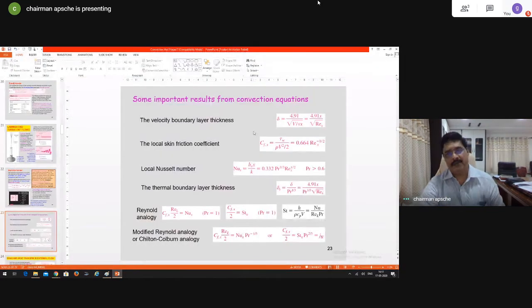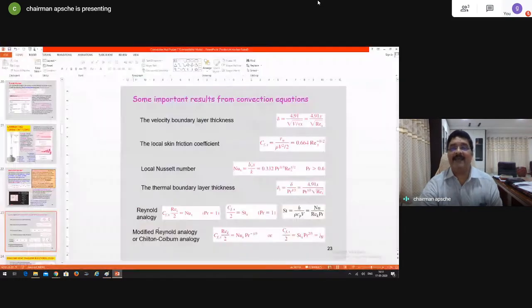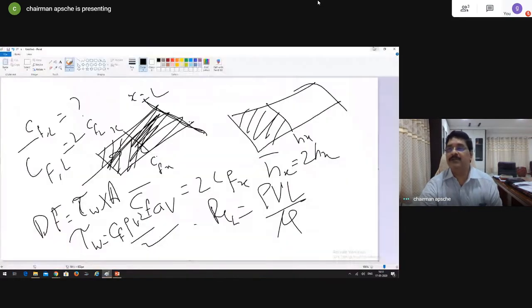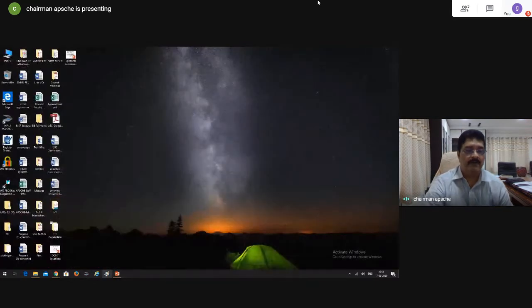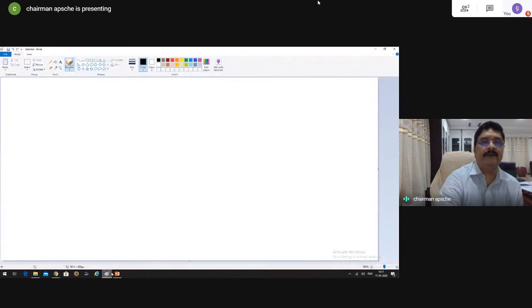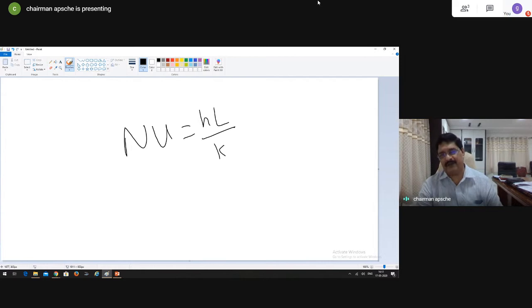You can calculate drag force. Ultimately, your aim is to calculate the heat transfer coefficient, because you are solving a convection heat transfer problem. Once you know Nusselt's number, Nusselt's number is equal to hL by k, and these characteristic dimensions keep changing from configuration to configuration.